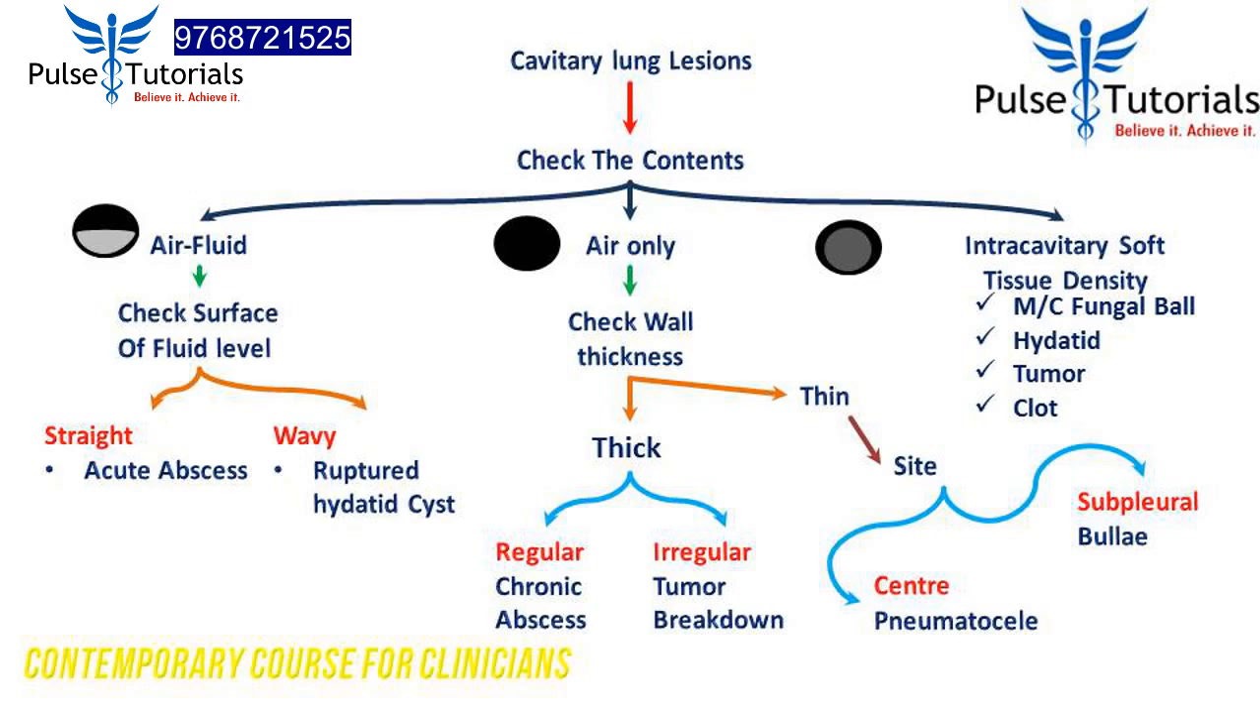An air fluid cavity is a black cavity with a whitish fluid settling down. Air only is a black cavity, whereas an intracavitatory soft tissue density would be a grayish mass inside a blackish cavity. I hope I am making myself very, very clear. The intracavitatory soft tissue density can present in cases of fungal ball, which is very, very common, especially aspergillosis. Hydatids, tumors, blood clots may also present like that.